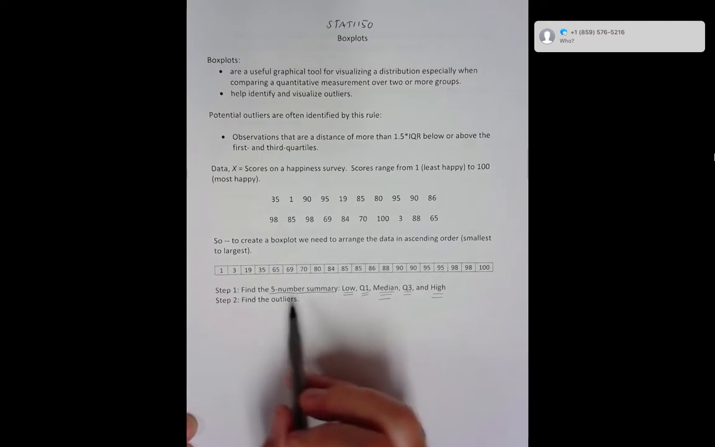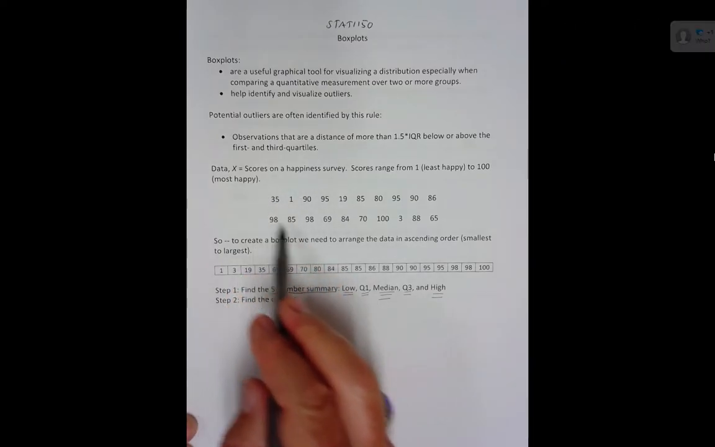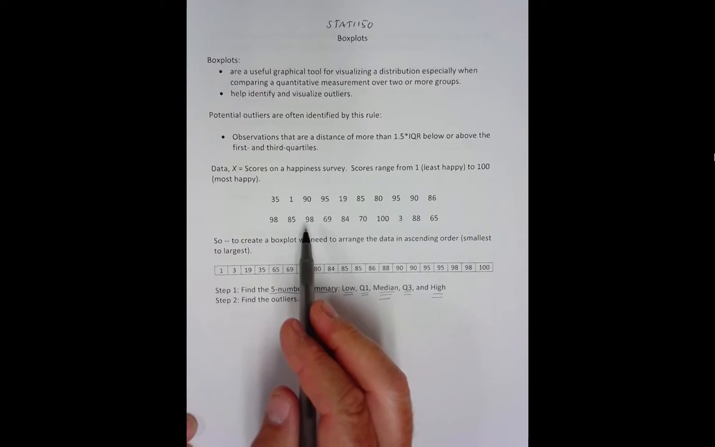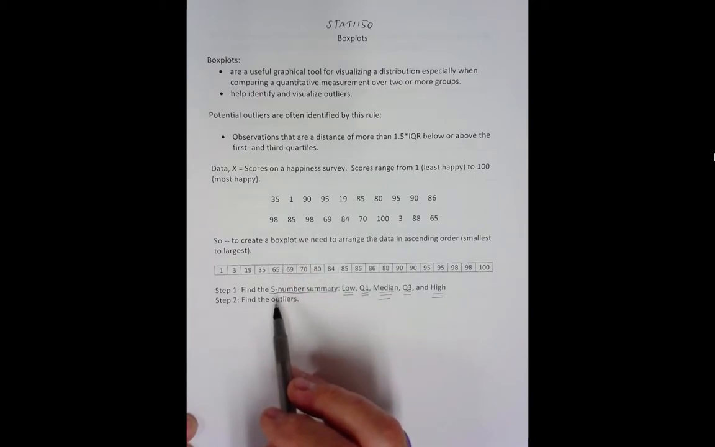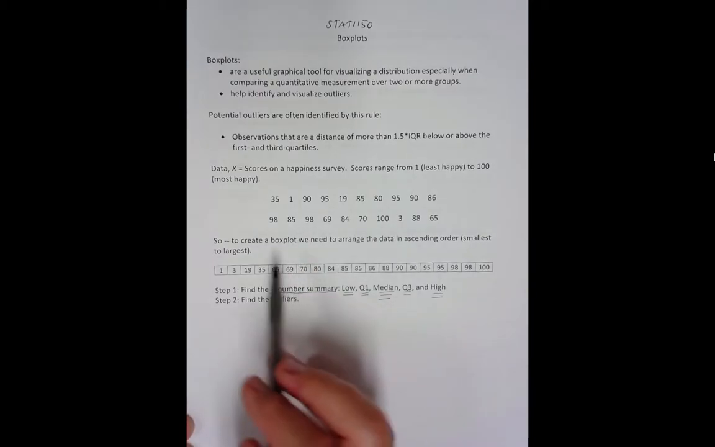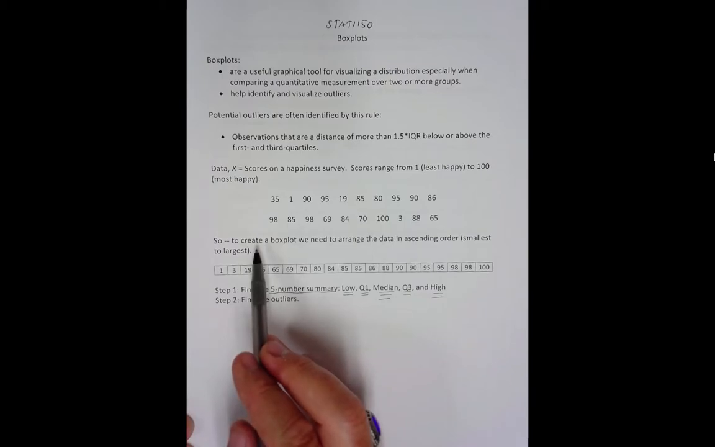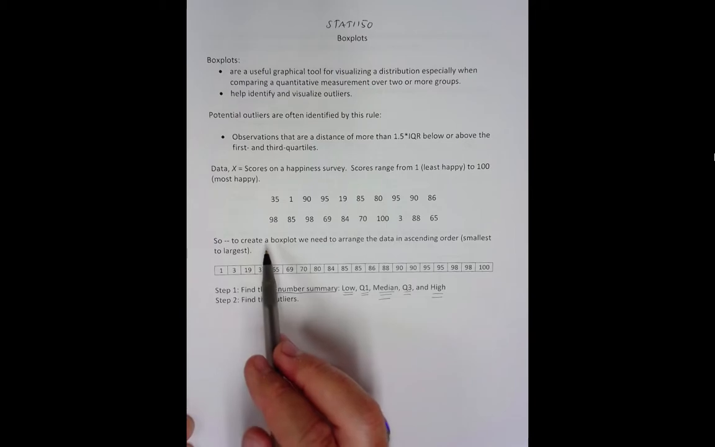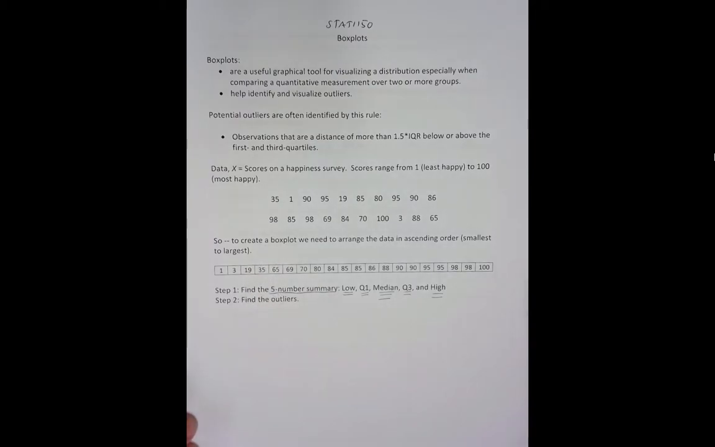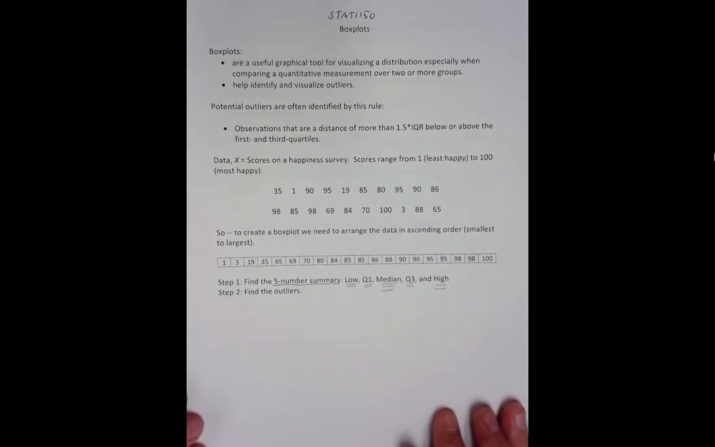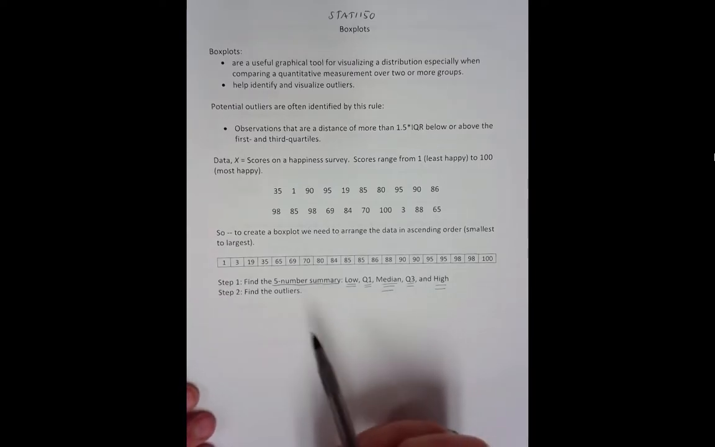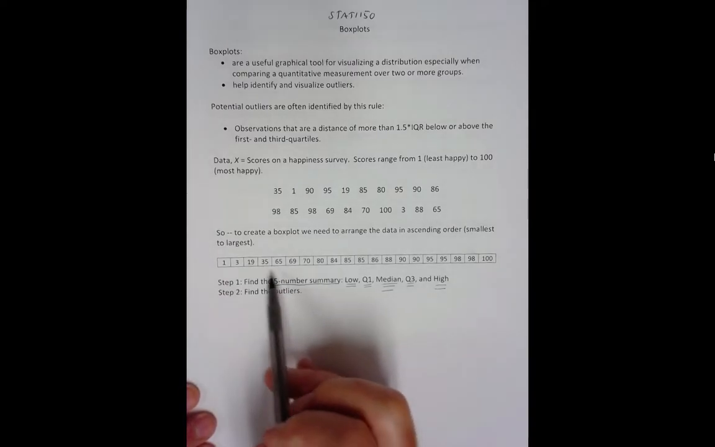Okay? The next thing we'll do is use the rule that we established earlier to find the outliers, and then use this information to create a box plot. Then we're going to jump into StatCrunch and see the way that you typically do this stuff. So find the 5-number summary. So you can see what I did.